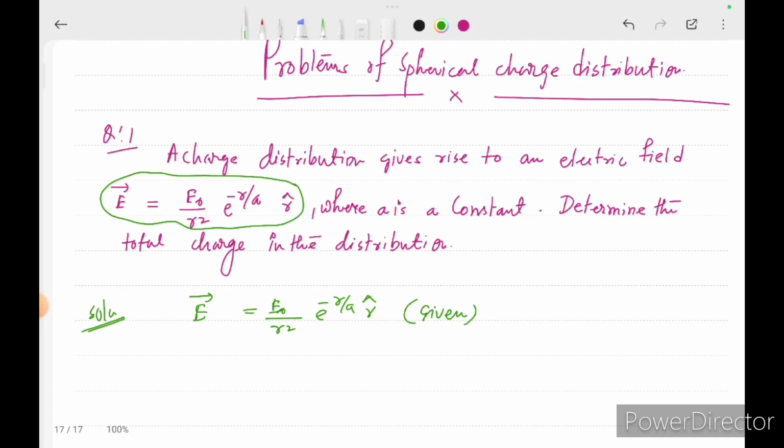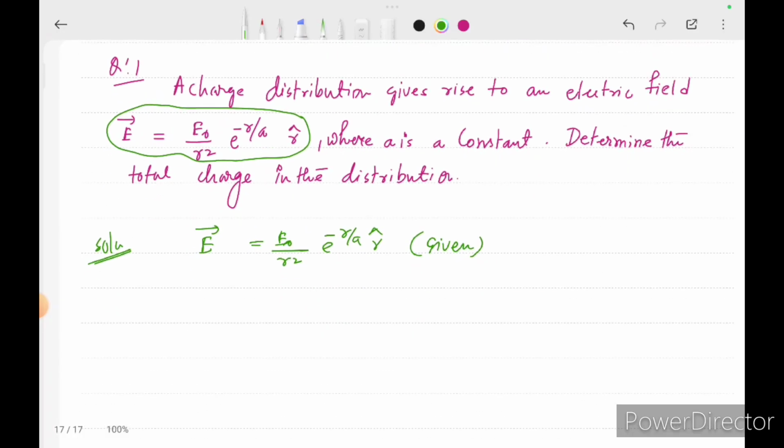For that calculation, to reach the goal, we use basic physics of electrostatics, that is Gauss's law. Generally we know Gauss's law has two forms: one is the integral form of Gauss's law, and the other is the differential form. In this case we use the differential form of Gauss's law.